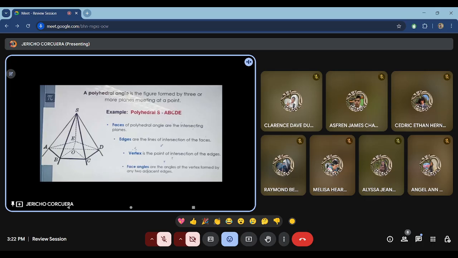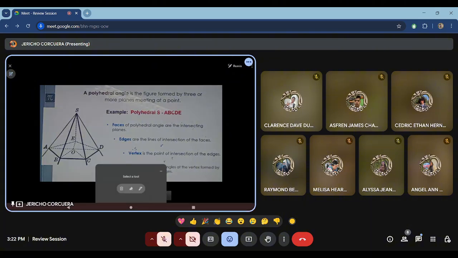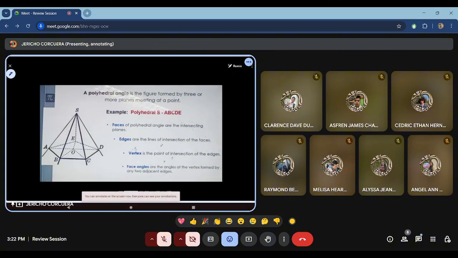So we have here the parts. The faces of the polyhedral angle are intersecting planes. You can see these are the faces. I'm going to mark them like this: this, this, this, and that. We have five faces. No, actually, they're not five faces. There are six actually.